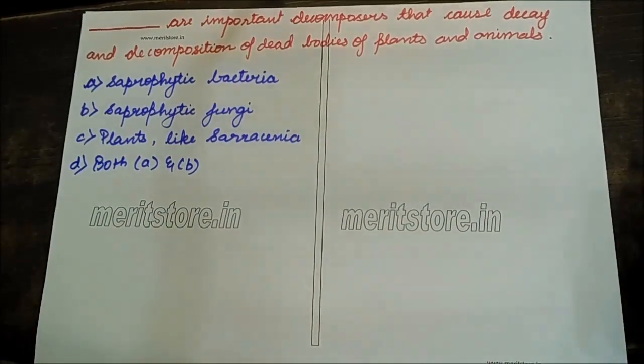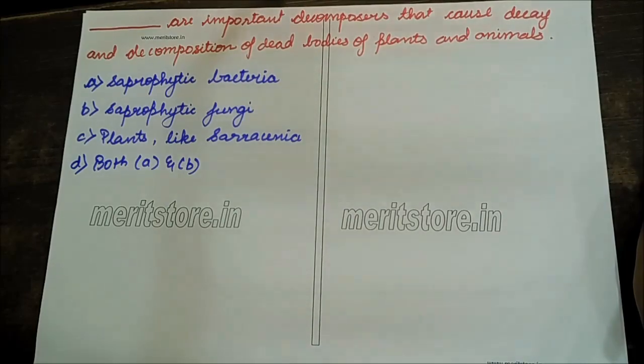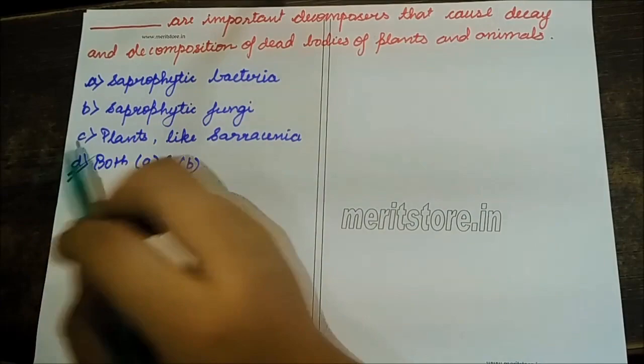And the next question is dash are important decomposers that cause decay and decomposition of dead bodies of plants and animals. The options are as follows: saprophytic bacteria, saprophytic fungi, plants like Sarracenia, or both saprophytic bacteria and saprophytic fungi. And the answer for this is both A and B.